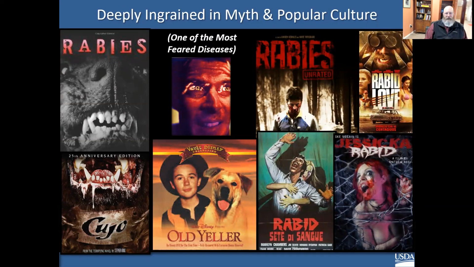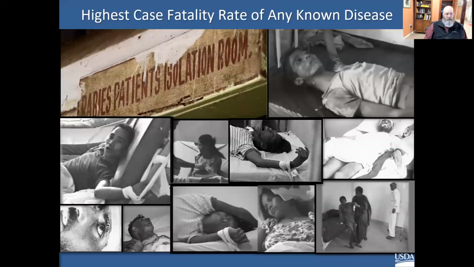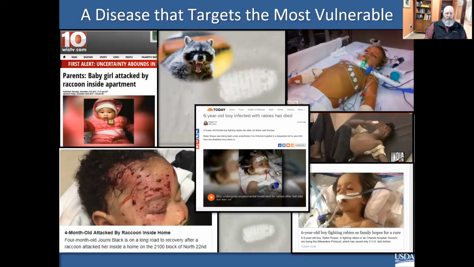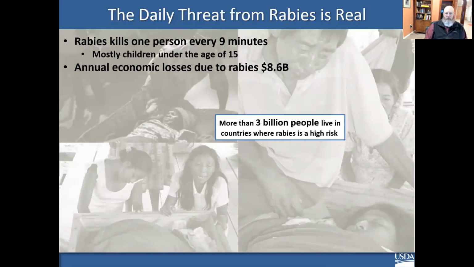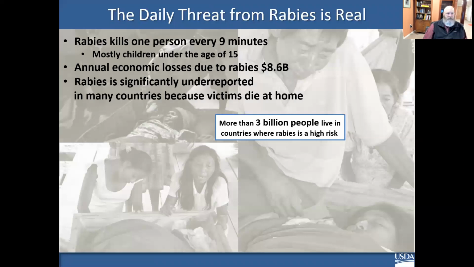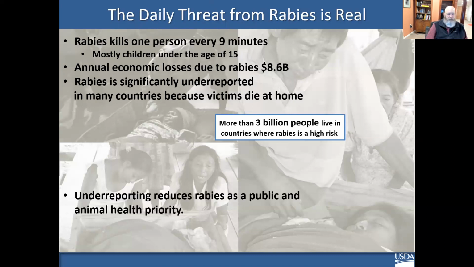It has the highest case fatality rate of any known disease. And it's a disease that targets the most vulnerable, those children under the age of 15 at a global level. So it's still a significant public health burden, yet it's been 100% preventable since 1885. There's still a daily threat for over 3 billion people. They live in countries where rabies is still a high risk, and the annual economic losses due to rabies is $8.6 billion. But it's a significantly underreported disease in many countries because the victims die at home, and its underreporting reduces rabies as a public health or an animal health priority in many countries.